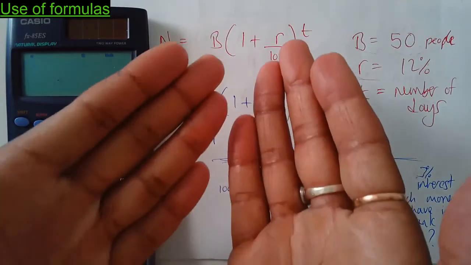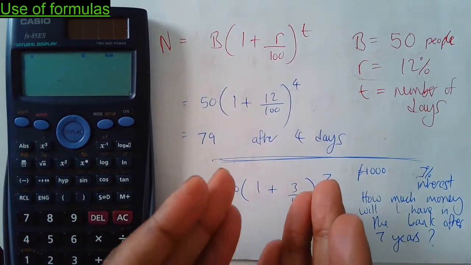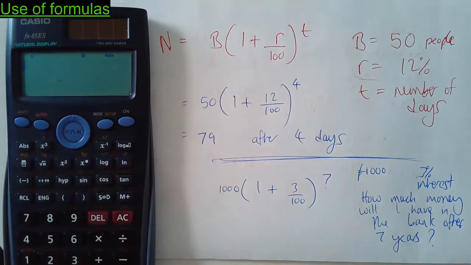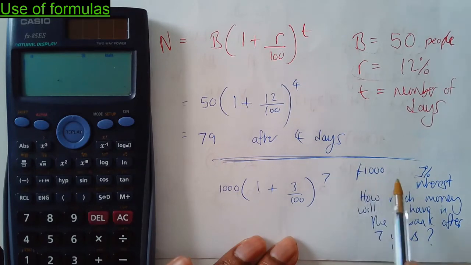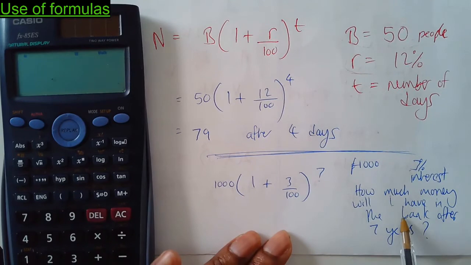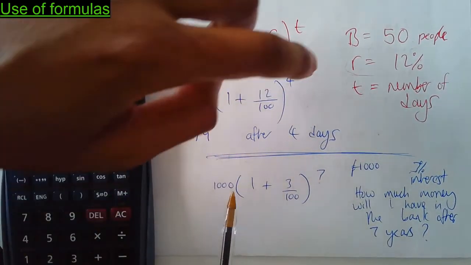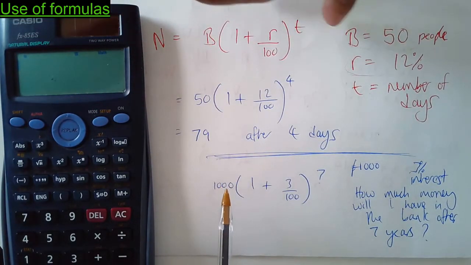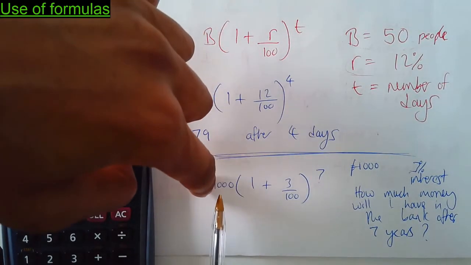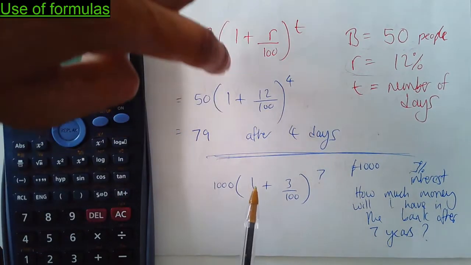Right, this is very similar to bank interest. Let's suppose I'll start off with £1,000 in the bank. I put £1,000 in the bank, it pays 3% interest. How much money will I have in the bank after 7 years? So begin with 1,000. Right, remember, compare it with this. We start with 50 people, but here we're starting with £1,000.